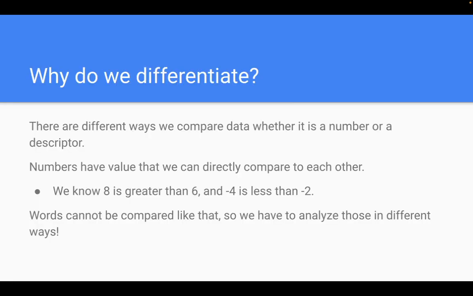All right, so why do we need to differentiate between qualitative and quantitative data? Well, there are different ways we compare data, whether it's a number or a descriptor. So we'll be talking about quantitative here and qualitative here, because qualitative would be describing something. Numbers have value that can be directly compared to each other. For example, we know 8 is greater than 6 and -4 is less than -2. Words cannot be compared like that. So it's important we analyze these in different ways. Again, qualitative data and quantitative data are both important, but the way we compare them is often different.